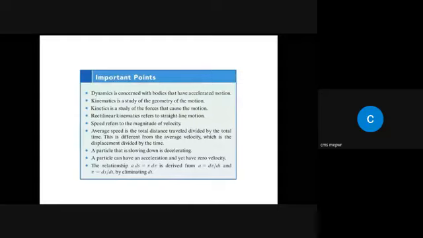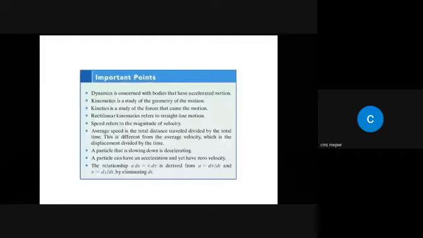Then rectilinear kinematics refers to straight line motion. Speed refers to the magnitude of velocity. Average speed is the total distance traveled divided by the total time. This is different from the average velocity, which is displacement divided by the time. A particle that is slowing down means the acceleration will be negative. It is also known as deceleration. The body is decelerating. A particle can have acceleration and yet have zero velocity, right? We saw this case so many times in our lecture today.